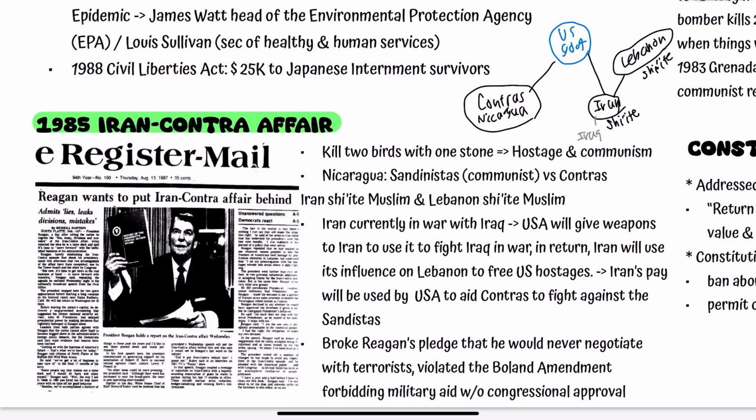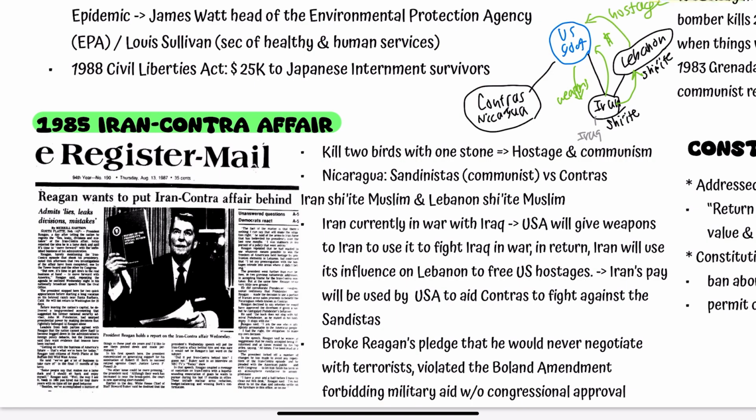Because U.S. weapons are the best, right? So the U.S. government will give Iran weapons. And Iran will basically pay money back for it, right? And not only that, the U.S. will give weapons to Iran to use to fight Iraq in the war. And also Iran promised to give the money back. And also Iran promised to influence Lebanon, to tell Lebanon to release hostages back to the U.S.